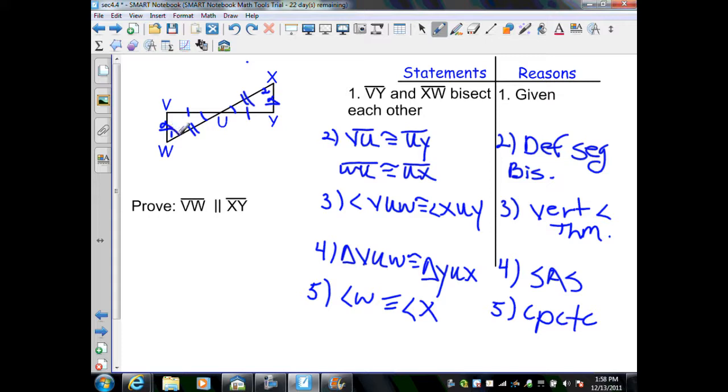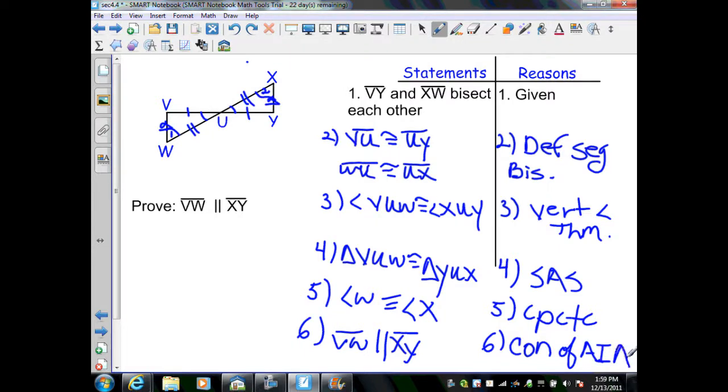Now that I have a set of alternate interior angles, I could have gotten two sets, but once I have one set of alternate interior angles congruent, then I know that the lines that form them must be parallel. So VW must be parallel to XY because of the converse of the AIA theorem. If alternate interior angles are congruent, then the two lines cut by a transversal must be parallel.